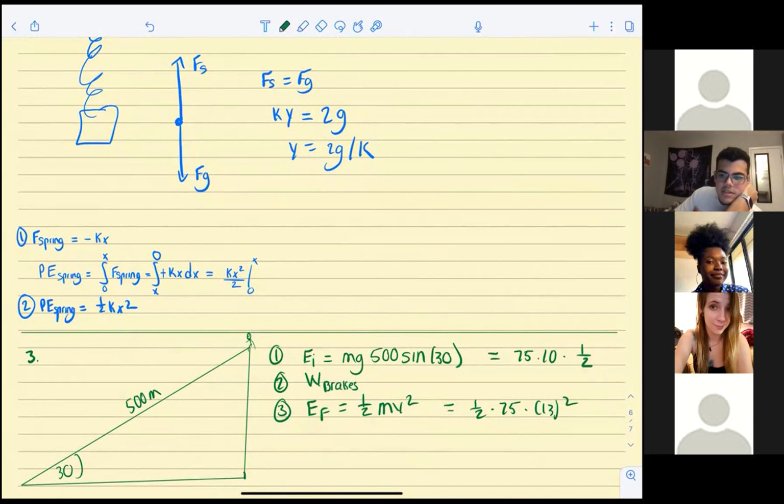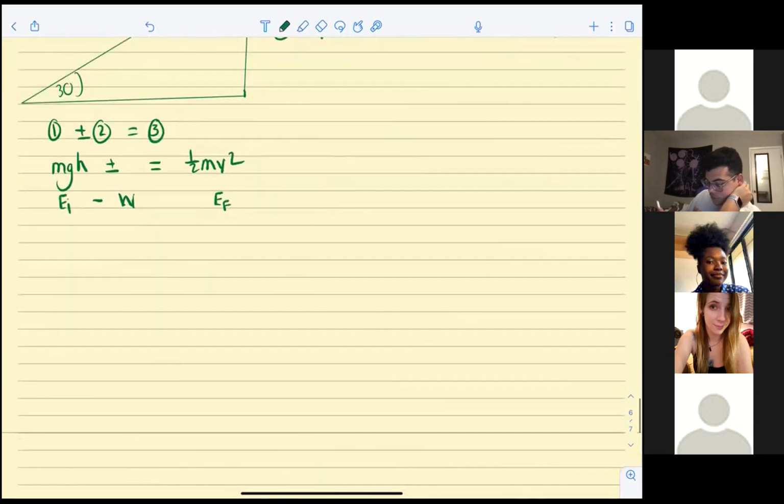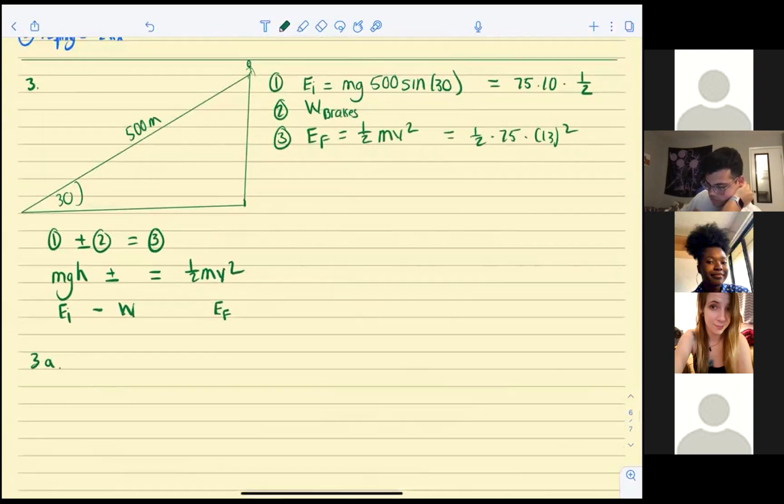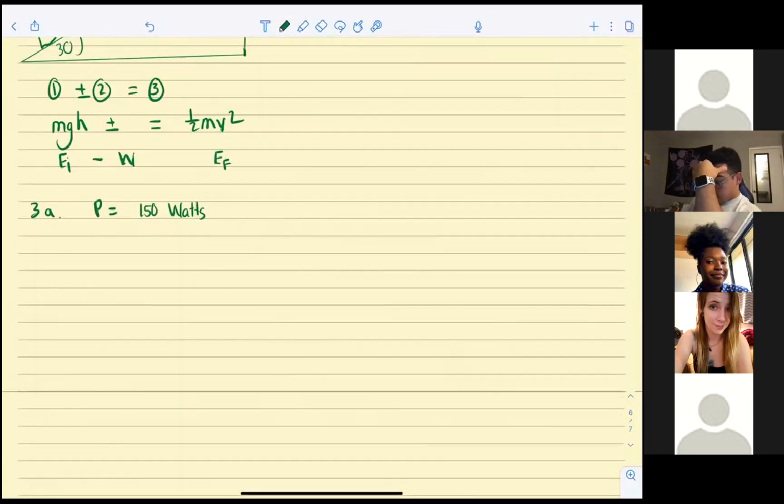And then Kelly said she was confused. So let's actually address question 3 from the beginning. Question 3A says that there's a person going uphill, and she is generating a power that is 150 watts. What velocity is she moving with?